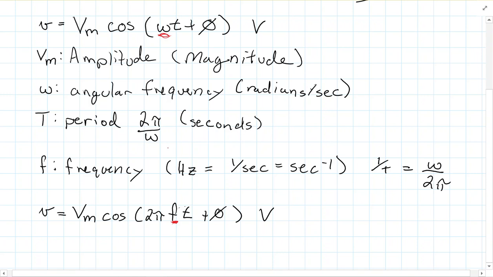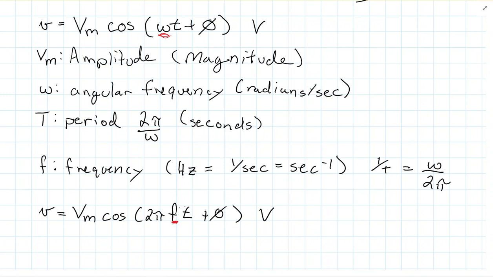If you're given f, to get omega, you multiply it by 2 pi. If you have omega and you want to get f, you do omega divided by 2 pi. So it's very easy to manipulate between them.